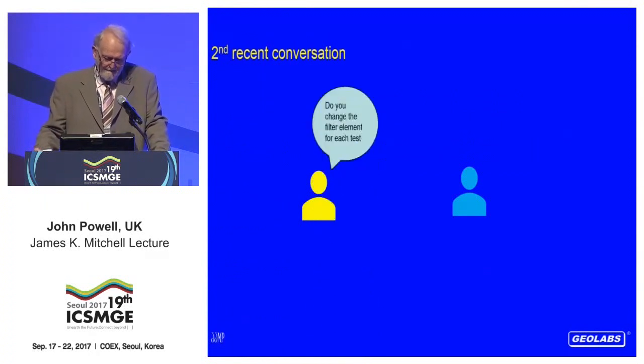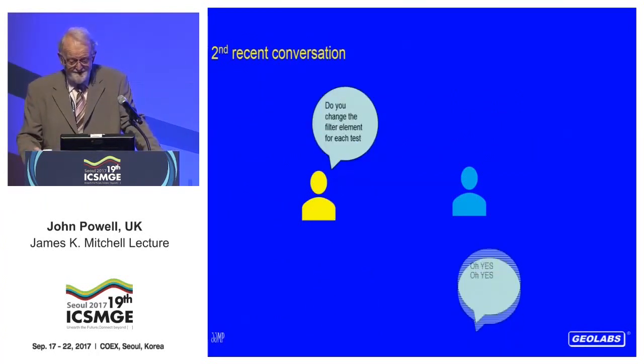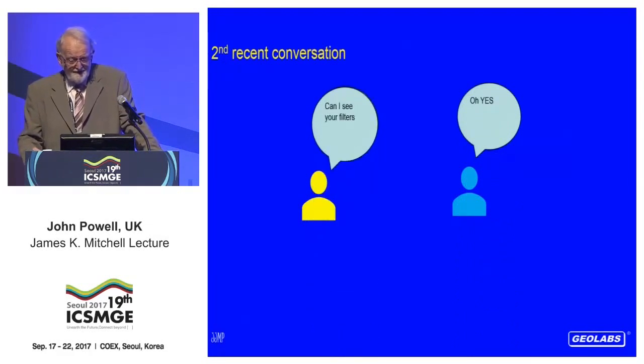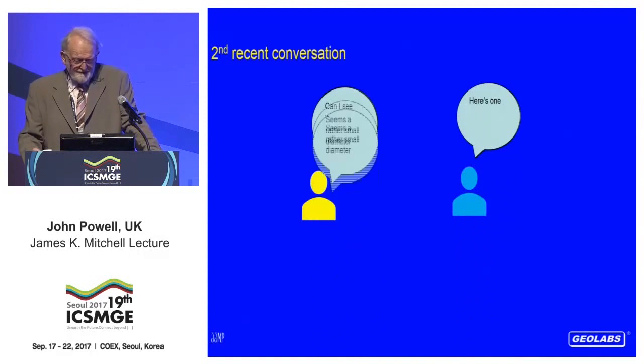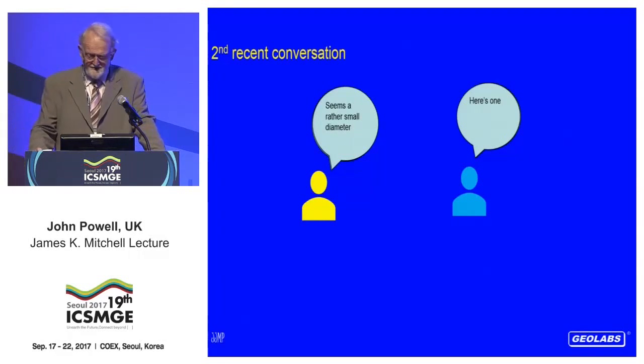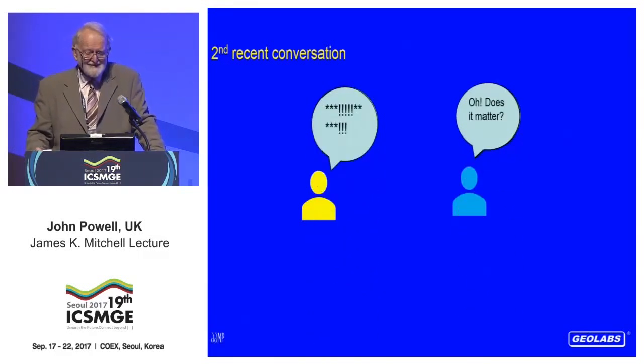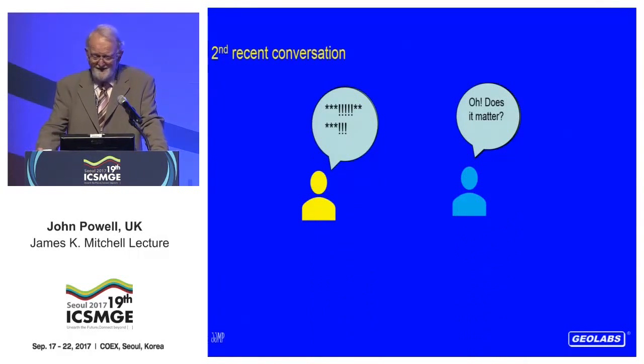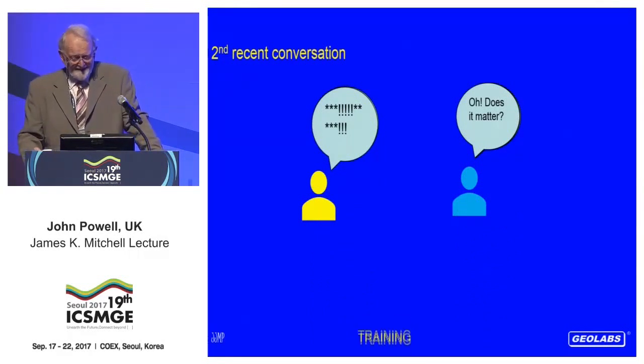Second conversation. Do you change the filter element on your cone every test? Oh, yes. Can I see some of your filters? Here's one. That seems rather small. So it's set back from the outside diameters of the cone. Oh, does it matter? was the reply to me. And I shan't tell you what I said to that.